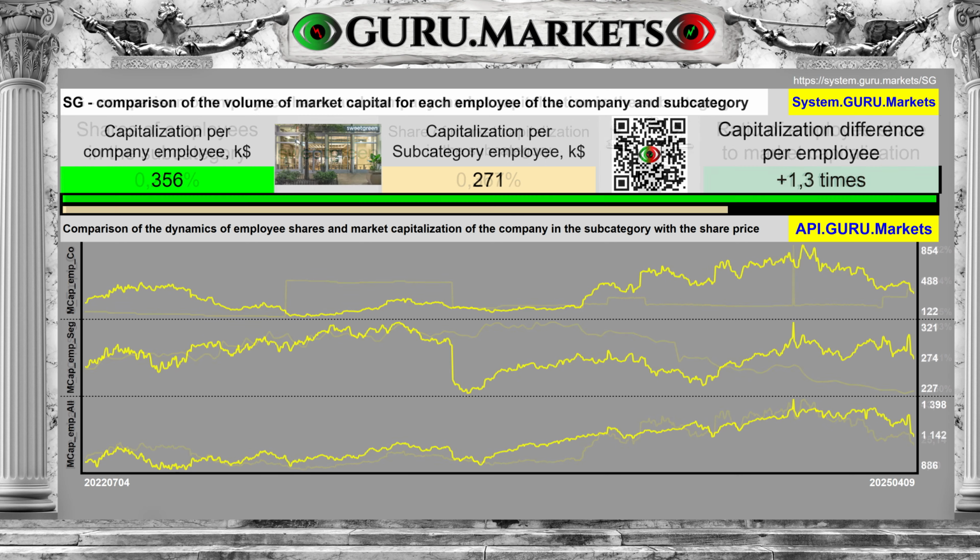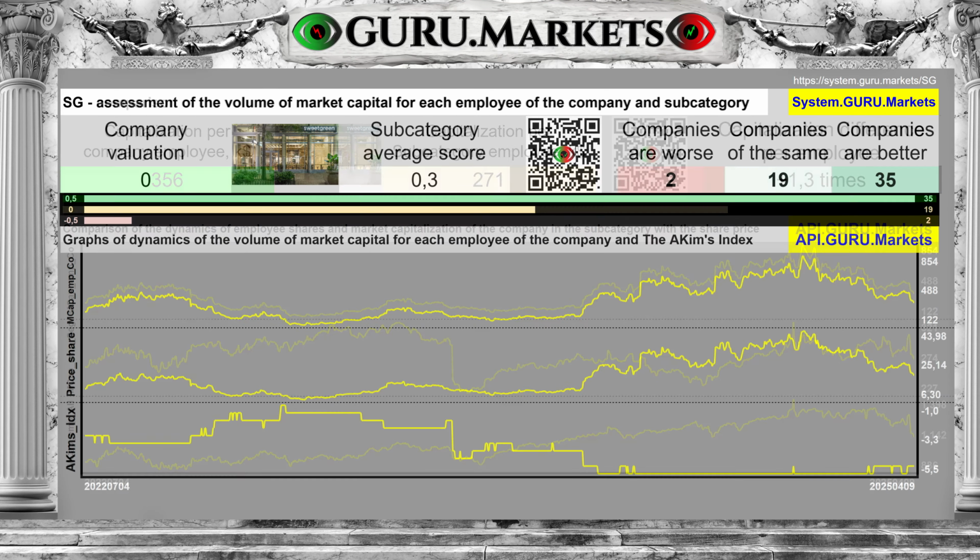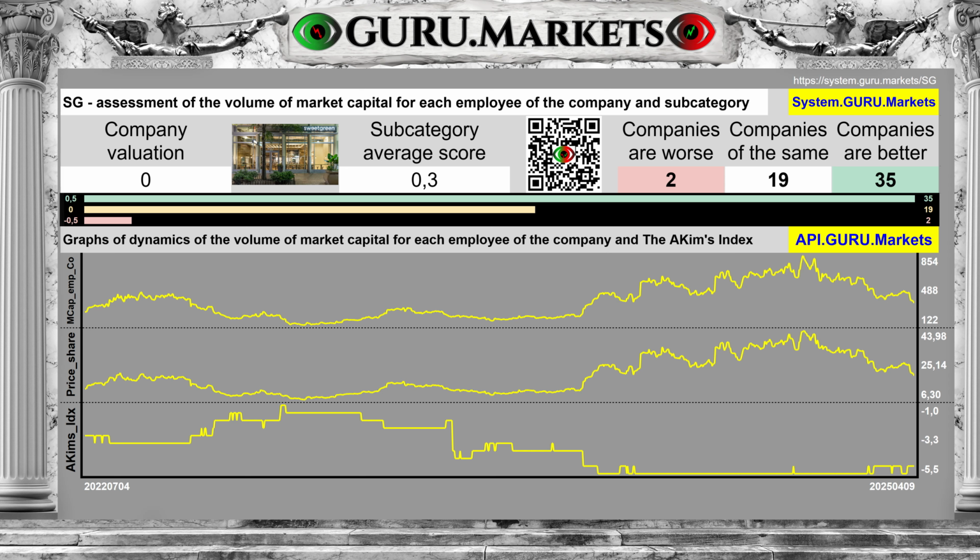The amount of market capital per company employee is $356,000. And for the subcategory, $271,000. The difference between the subcategory average and the company's performance is 31.4%. Estimation of the amount of capital per employee in comparison with indicators in the subcategory, tolerable, 0 points.